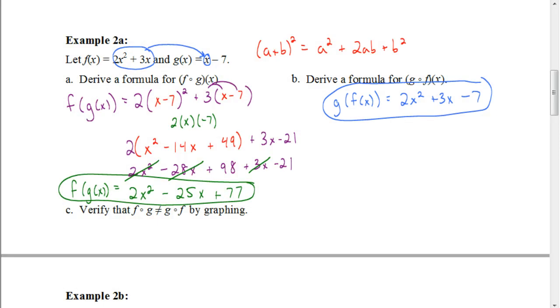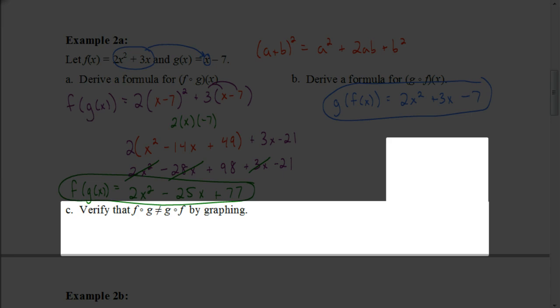It says, verify that f following g does not equal g following f by graphing. Well, we're not going to actually look at the graph because you can pretty easily tell here when we look at these two functions, 2x squared minus 25x plus 77 is not the same as 2x squared plus 3x minus 7. So here's what they're trying to illustrate. We have this thing in math called the commutative property. So this is showing us that the commutative property does not work.